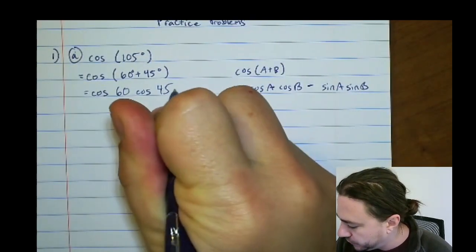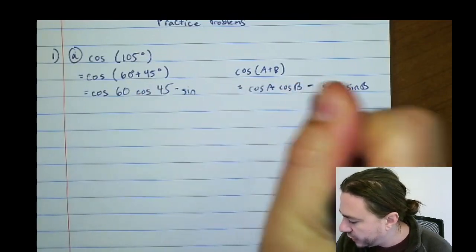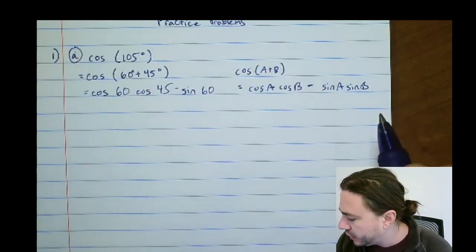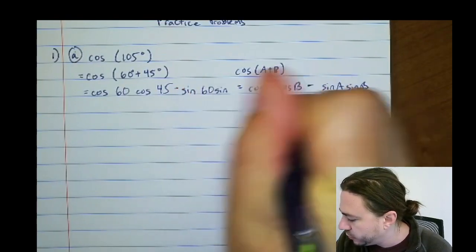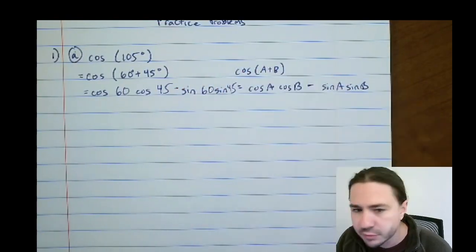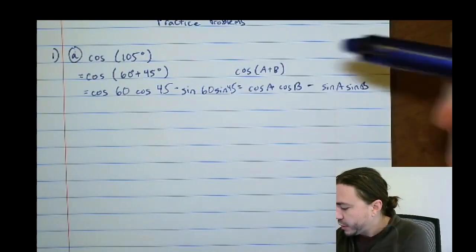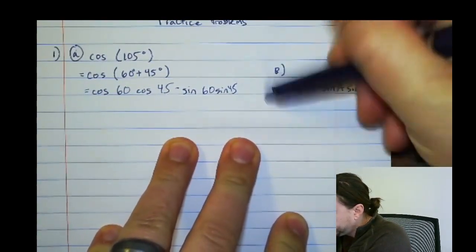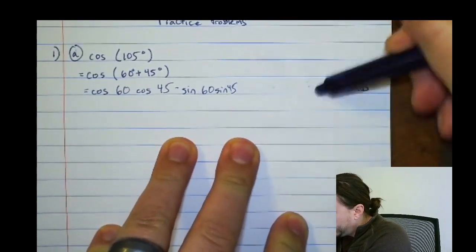So minus sine of A, which is 60, times sine of B, which is 45. Sort of squeeze that in there. So I'm going to erase this just so it's not so cluttered up here. Let's get rid of all that.